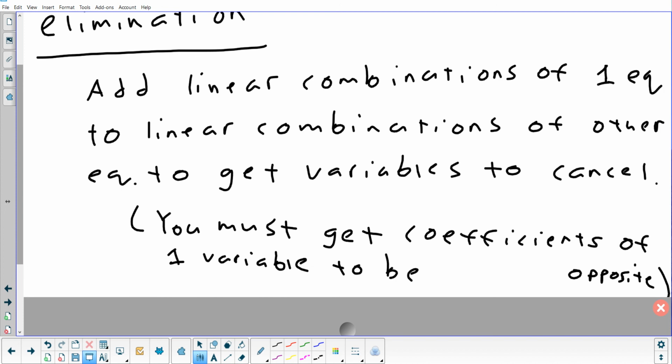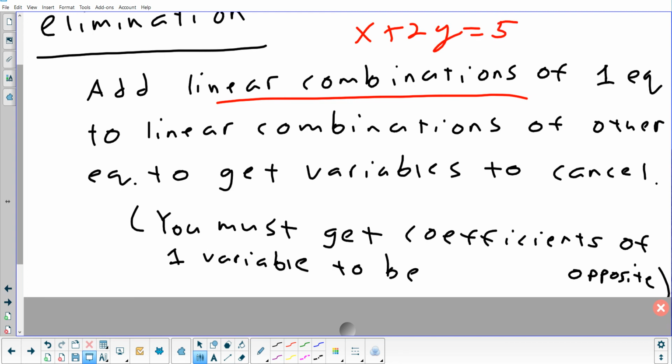And a linear combination is when you multiply an equation through by a number. So like x plus 2y equals 5. Well, if I multiply that by 10, I get 10x plus 20y equals 50. The second thing I said is a linear combination of the first one, because it was multiplied through by a number.